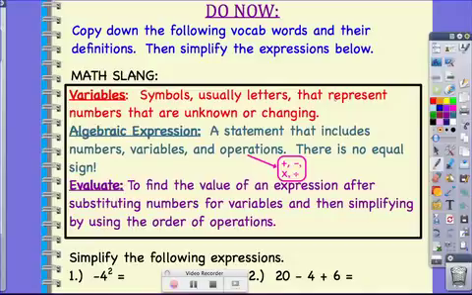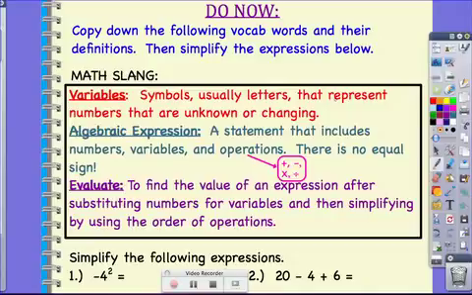Algebraic expressions do not have equal signs. If they do have an equal sign, it would then be called an algebraic equation. When you evaluate, you find the value of an expression after substituting numbers for variables and then simplifying by using the order of operations. Try the two questions at the bottom of the screen on your own. Pause, and once you've finished, you may resume.